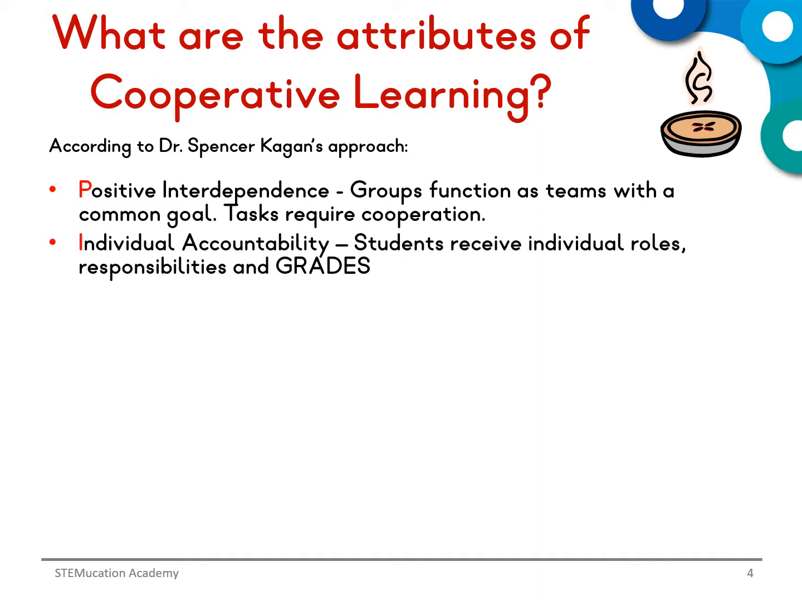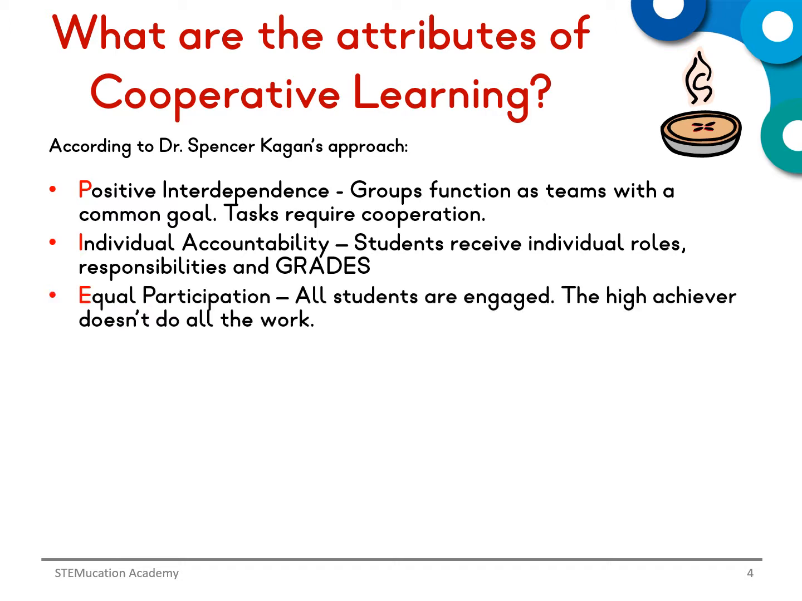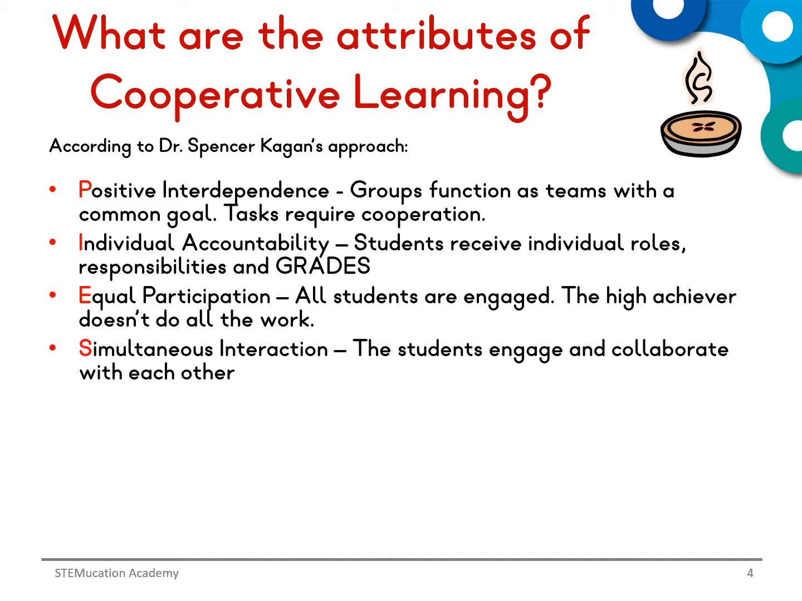Next is individual accountability. Students receive individual roles, responsibilities, and grades within the group. The next one is equal participation. All students are engaged, and the high achiever doesn't do all of the work. Last is simultaneous interaction. Students engage and collaborate with each other. The acronym for these four is PIES.